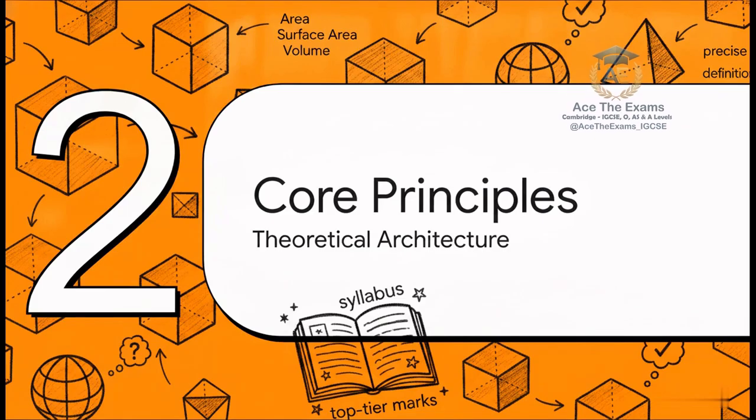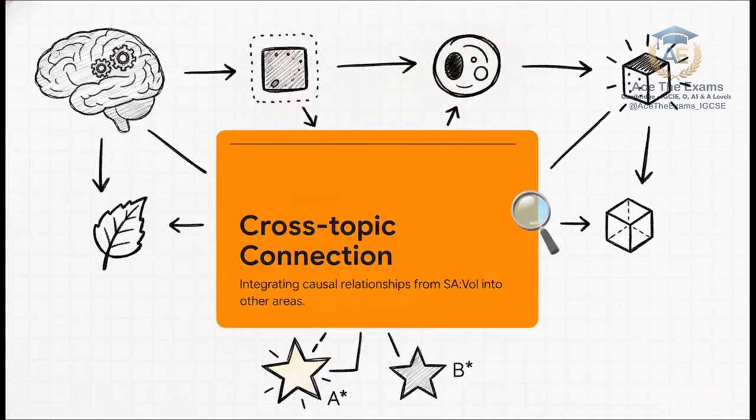Which brings us to Section 2, SA:Vol ratio core principles and the theoretical architecture. The syllabus clearly emphasizes that to secure those top-tier marks, candidates have got to demonstrate a real mastery of fundamental principles, precise definitions, and causal relationships. So, the absolutely crucial point here is cross-topic connection.